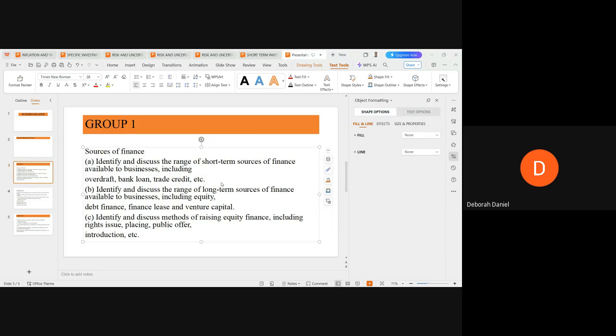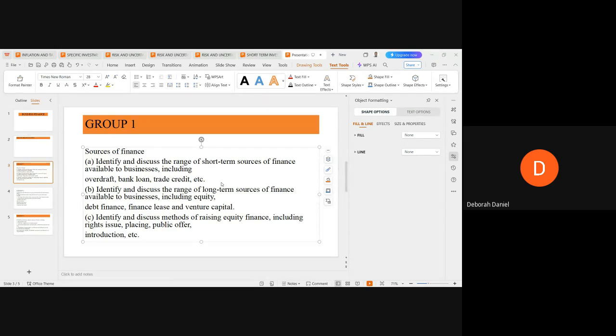Then number two is placing. Shares are sold to a small group of selected investors like institutions, banks, or investment funds. It is cheaper and quicker than a public offer.